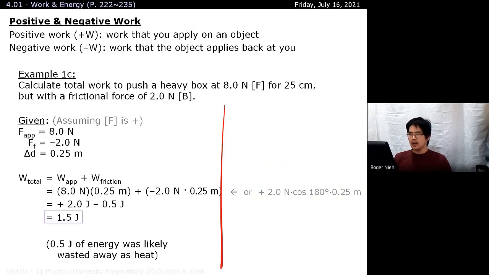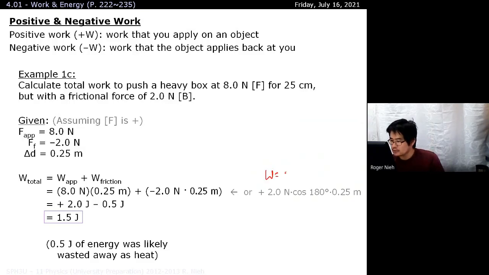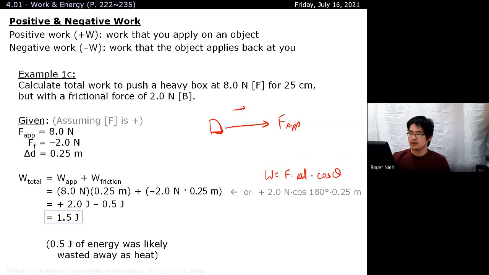Another way of interpreting this friction over here is effectively, again, work is equal to force times distance times the cosine of theta. So if I'm physically trying to move the box this way, I'll say that this is the positive direction of travel. Well, we know that friction is 180 degrees in the opposite direction. So effectively, with friction, you're calculating out 2 newtons times the cosine of 180 times that 0.25 meters. Before we get there, I want you to try calculating it out. What does the cosine of 180 always give you?